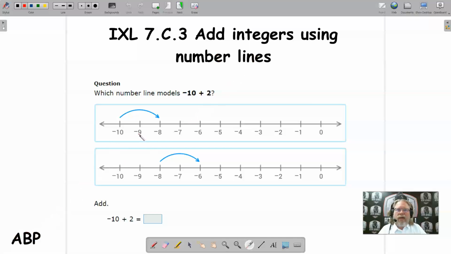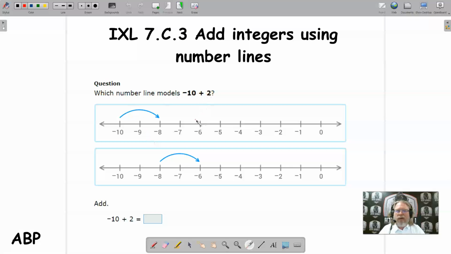All right, so we talked about adding integers on number lines in lesson 1.5 of the text video. So we're now going to go ahead and practice that here in IXL. So it says which number line models -10 plus 2.